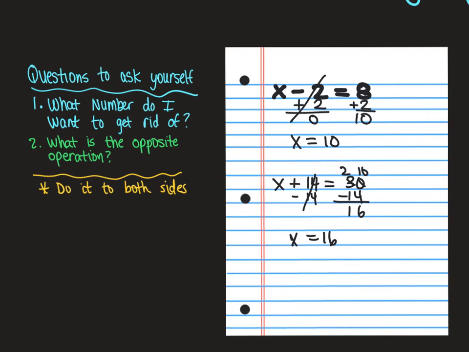So if I do it to one side, I have to do it to the other side. It's called balancing your equation, keeping your equation balanced, kind of like a science balance beam. And so we do it to both sides. 30 minus 14 is 16.